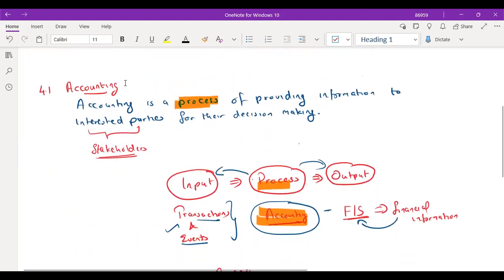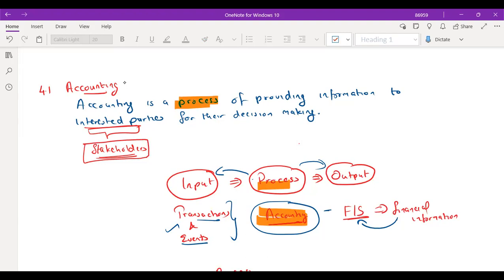If you see 4.1, that defines accounting. Accounting is a process of providing information to interested parties for their decision making. This is the plain definition that is given in your textbook. You know that in any business, decisions are important, right? So who are the persons that are going to make decisions? Those are called the interested parties. For example, in a business, the owner is one of the interested parties. The manager is one of the interested parties. These interested parties are also referred to as stakeholders. You must have studied this in your chapter 1, 2, or 3.